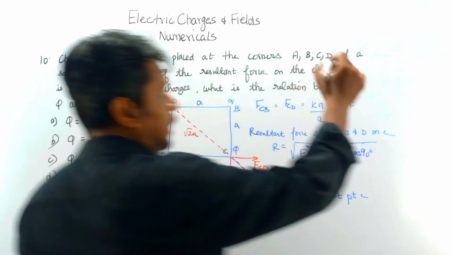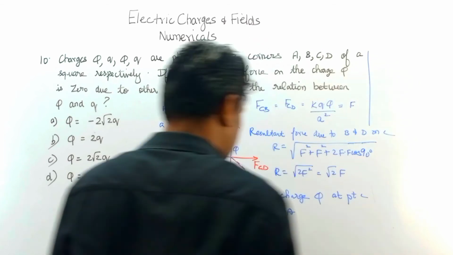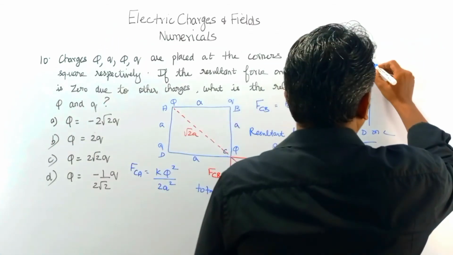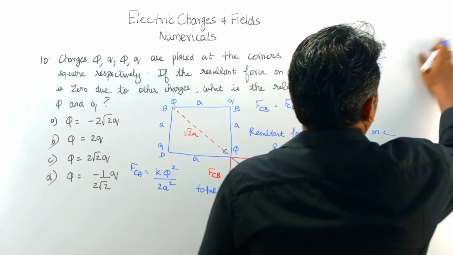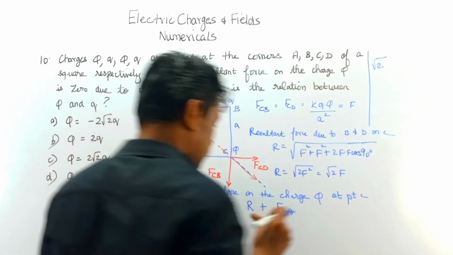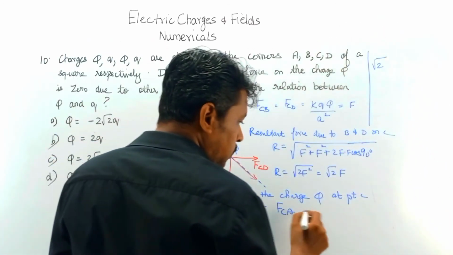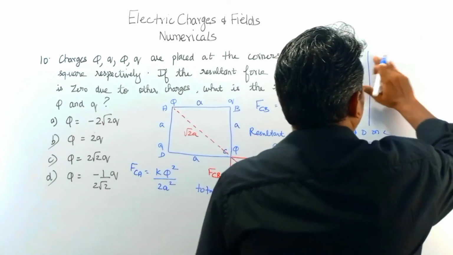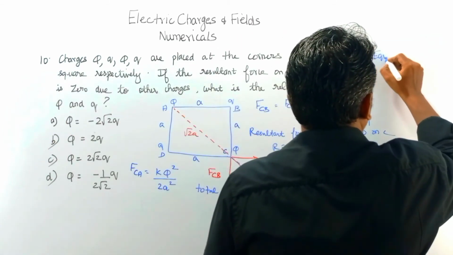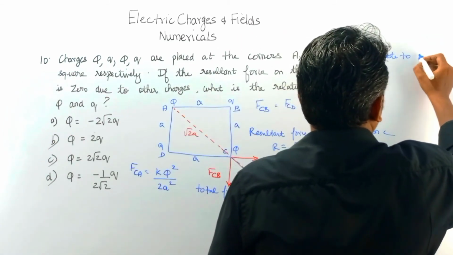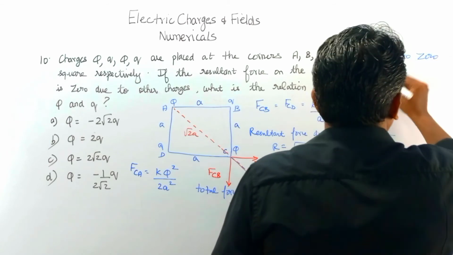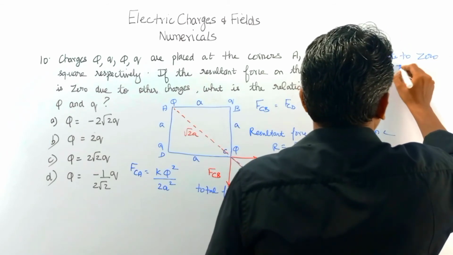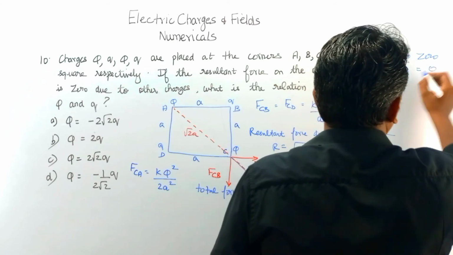R plus FCA. So let us do it here. R plus FCA. You know R is root 2F, that is root 2. What is F? So we are equating it to 0. Okay, so the next condition is to equate R plus FCA equal to 0.